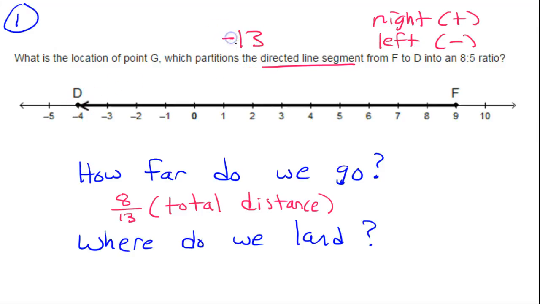This is going to be a negative 13, all right? We're going to think of this total distance as 13 to the left. That is a negative 13 total motion. Okay, so I'm going to put that negative 13 right here.